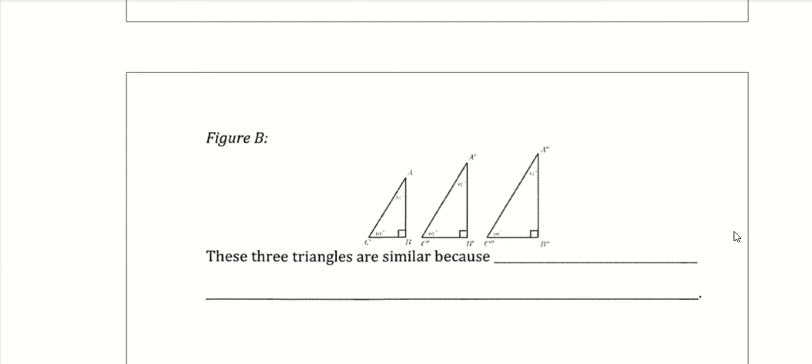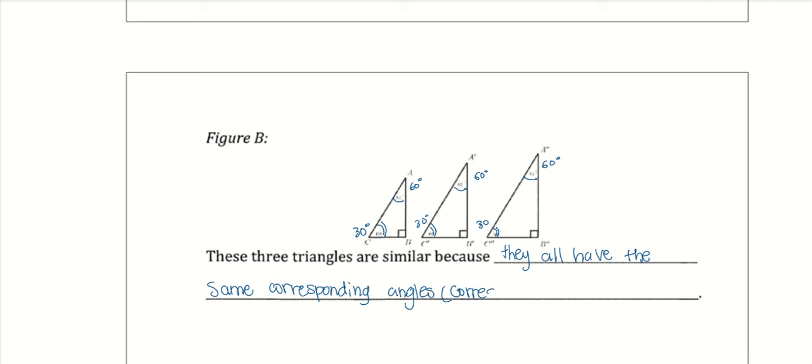For figure B, it's very hard to see, but the angles in here, all of the top ones are 60 degrees, and all of the bottom ones are 30 degrees. So these 3 triangles are similar because they all have the same corresponding angles. In brackets we can say corresponding angles are equal.